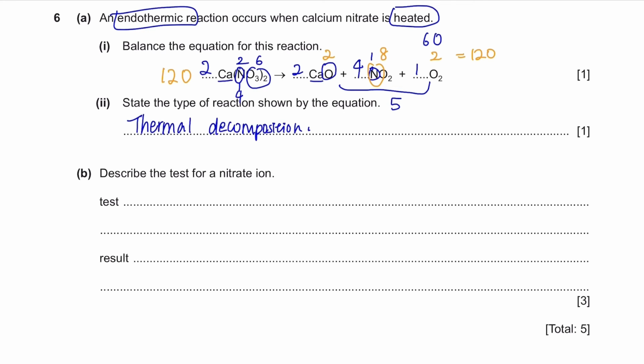Part B. Describe the test for a nitrate ion. Yes, you have to memorize all the tests, not just for paper 6, but paper 4 as well, also for paper 2. For this, you have to add aqueous sodium hydroxide first, and then add aluminum foil and warm the solution. As a result, if nitrate ion is present, ammonia gas will be produced, and that's going to turn damp red litmus paper to blue.